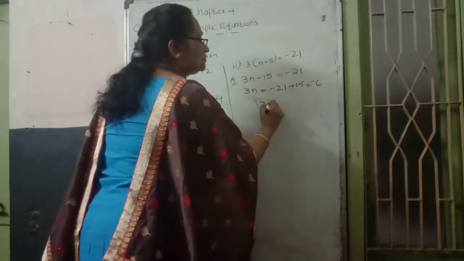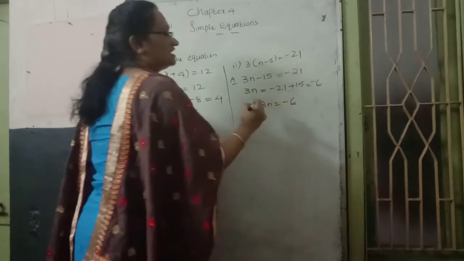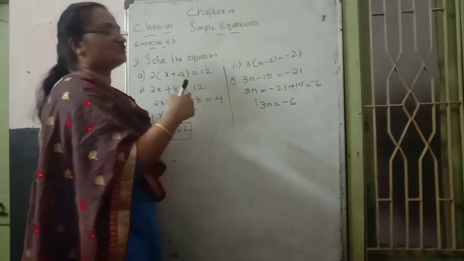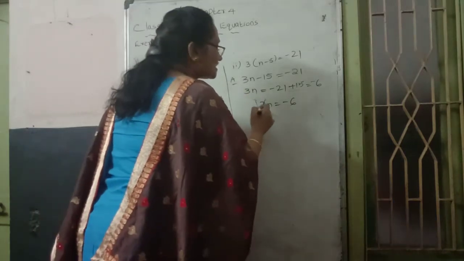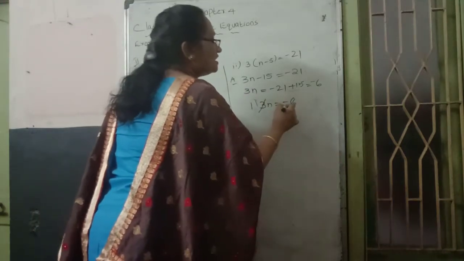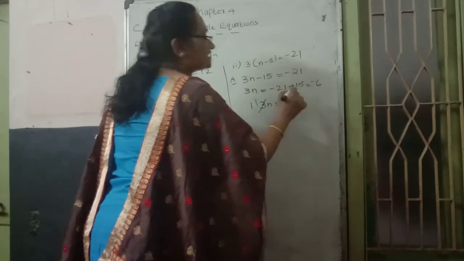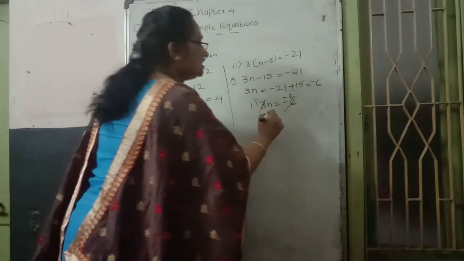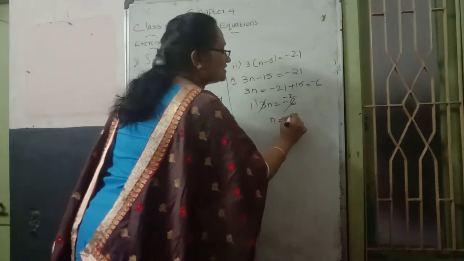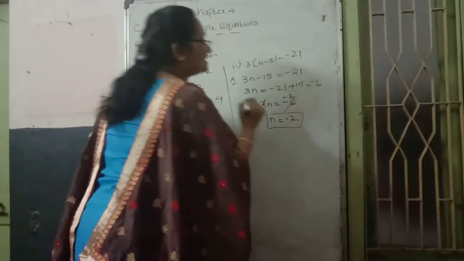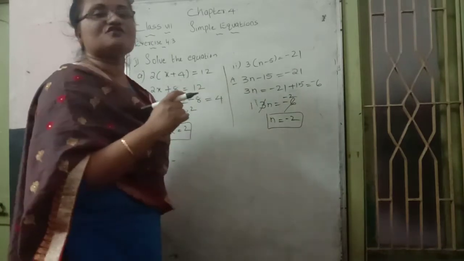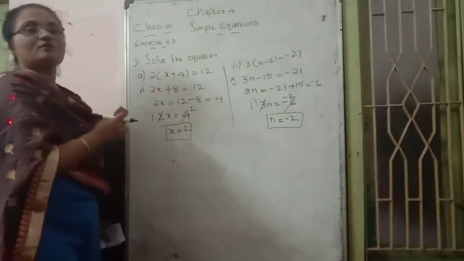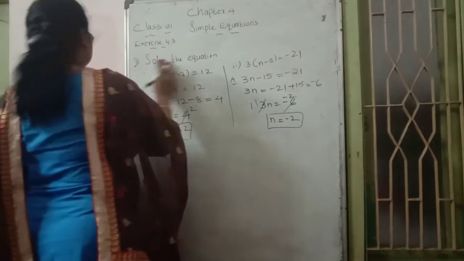So the 3n value becomes how much? Minus 6. Then check whether right and left cancellation is possible or not. Yes, possible. 3 times 3 is 1, 3 times minus 6 is minus 2. That means 3 times 6 is 2, but minus, that's why minus 2. 1n means n, so the n value becomes how much? Minus 2 is the answer. That is the meaning of the question: solve the equation. I hope this second Roman also you can understand.